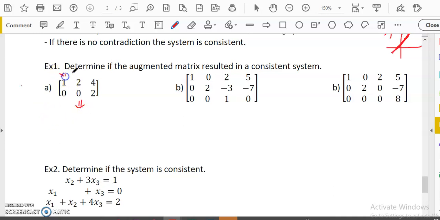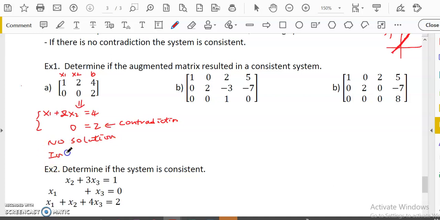So this is x1, remember this is x2, and this is the B column. So that means x1 plus 2x2 is equal to 4. But then there is no x1, no x2, 0 equal to 2. This is a contradiction, right? This statement is not true. So this system can never have any solution because no matter what x1 and x2 are, you can never satisfy 0 equal to 2. So this is a no solution system and it is inconsistent.